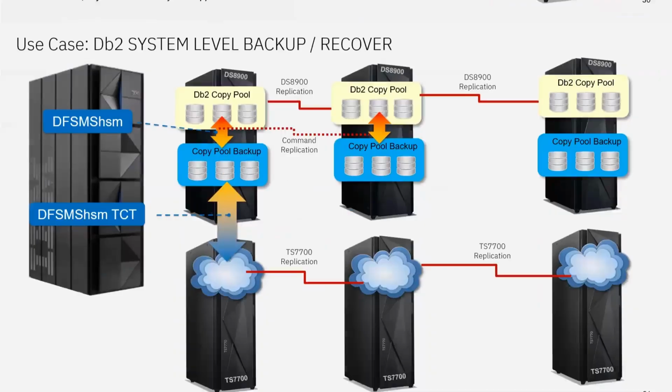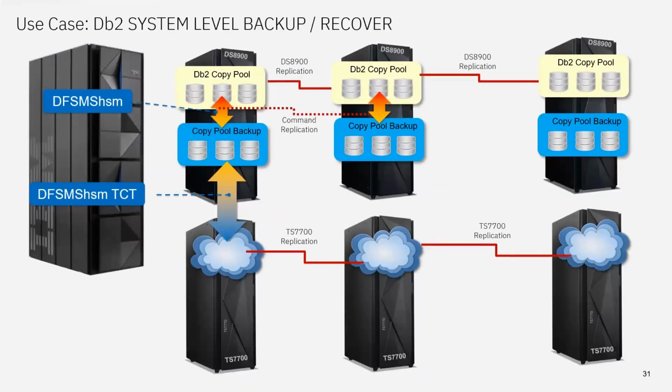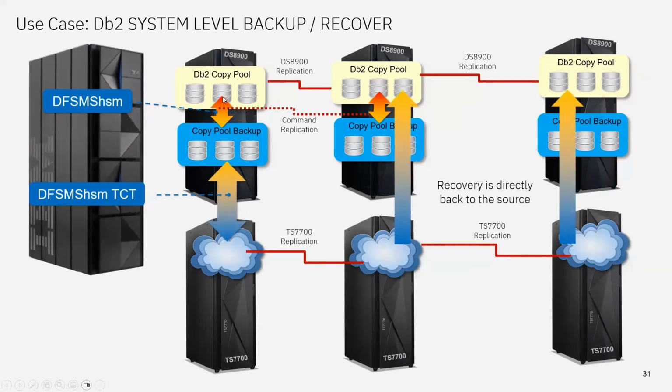And then once again, you can see here, all of the replication is occurring within your disk or your 7700 environment. And when you need to do a recovery, the value of the 7700 is that because it's replicated, it's always a local recovery. And recovery you want to be as fast as possible. And so it'll do a local recovery there. So really nice solution.